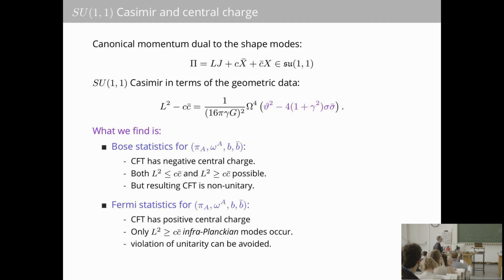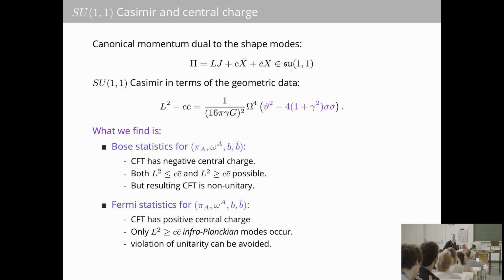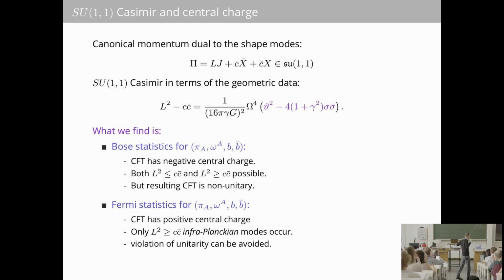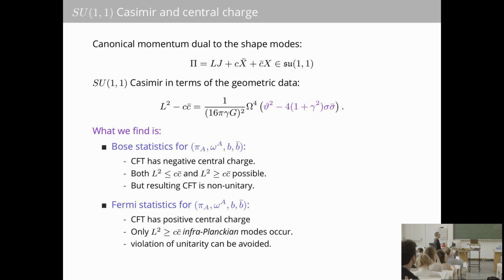So there's this momentum variable, and out of this momentum variable, you can generate an SL(2,R) Casimir. Now, L and C are just algebraic quantities. They satisfy certain commutation relations. But in terms of the geometry, so in terms of the conformal factor, in terms of expansion and shear, so the geometry of the null hypersurface, you can write this Casimir in terms of these variables.